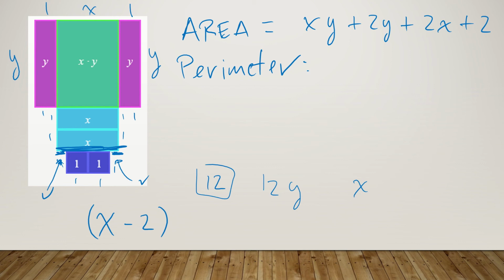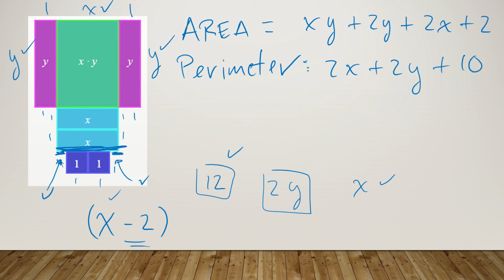There were twice when y showed up here and here. And there is a single x by itself here, but then there's another x locked up in this. So if I was to simplify that, we should have gotten that the perimeter was 2x plus 2y, and then just 10 units, because the 12 minus 2 gives me 10 on the perimeter.